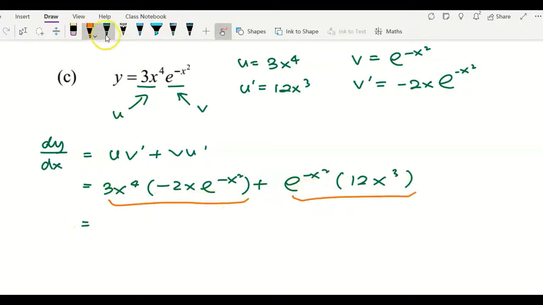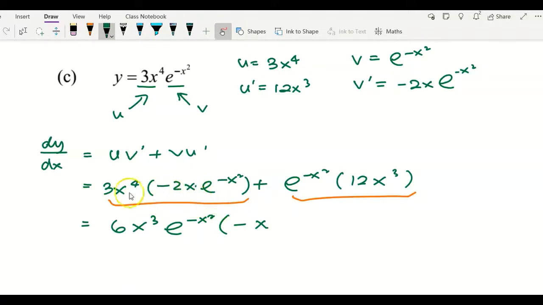We have to check, is there any common factor that we can factor out? We see that this is 3 multiplied by 2, 6. 6 and 12, there is a common factor, that is 6. And x power of 4, here we have an x power of 3, we can take out x power of 3. e power of negative x squared, here also containing e power of negative x squared, we can take out e power of negative x squared. After you take all this out, then you have a negative for the first term, you have negative inside the bracket, and then you have 2x inside.